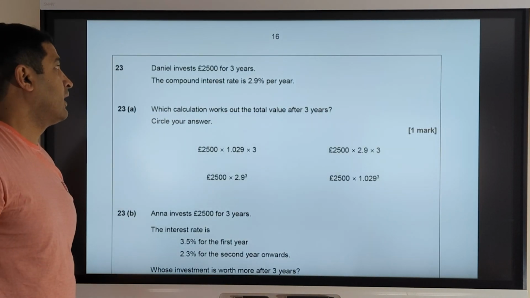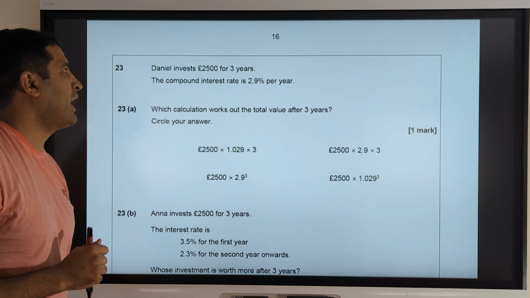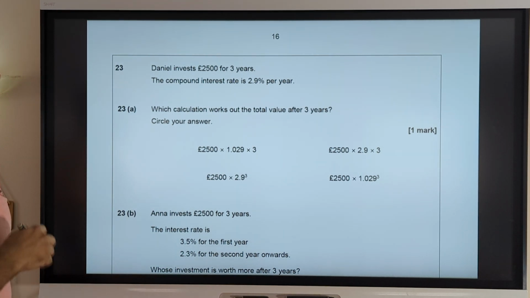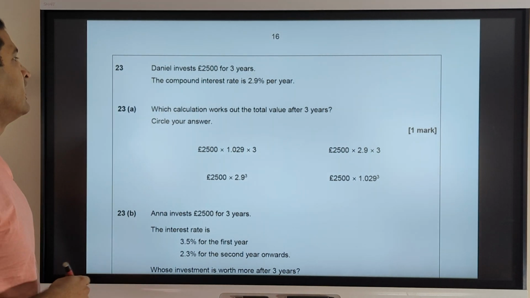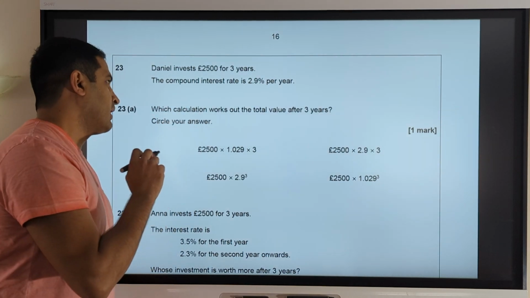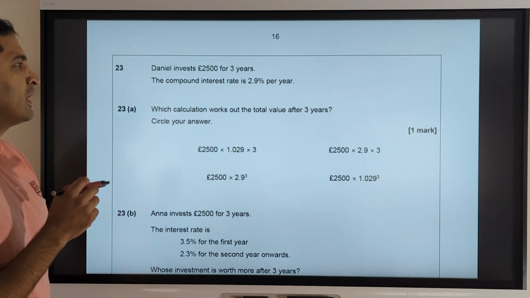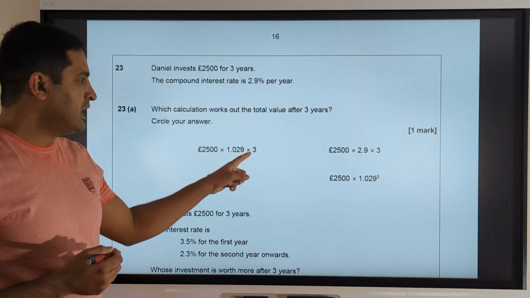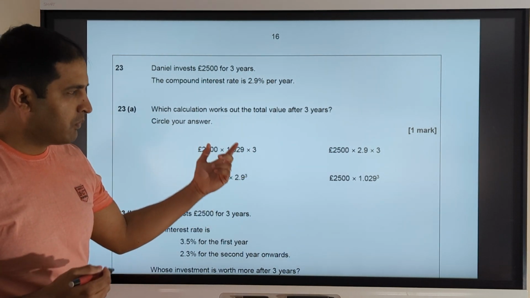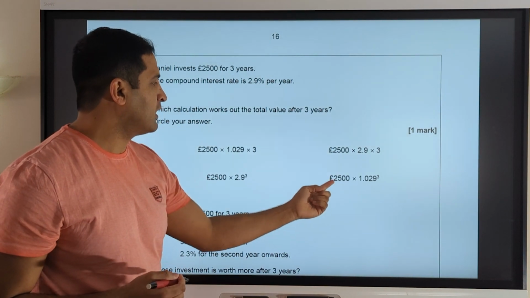Daniel invests 25,000 for 3 years. The compound interest rate of 2.9% per year. So you get interest over interest basically. Which calculation works out the total value after 3 years. Circle your answer. It's not going to be 3 times bigger. What we're looking for is this one here.